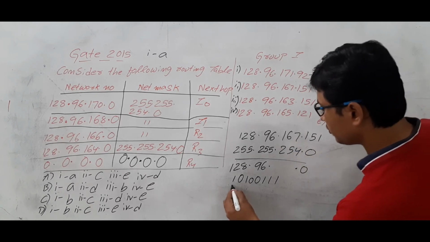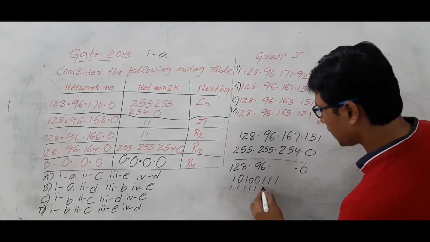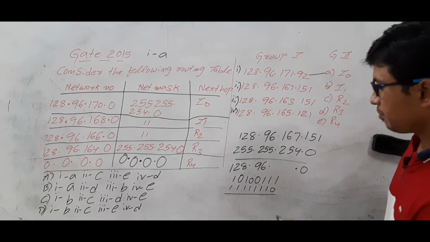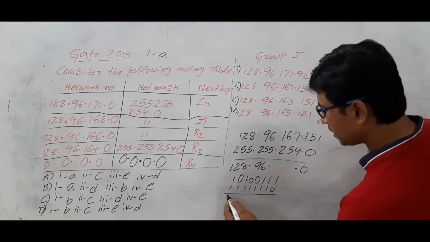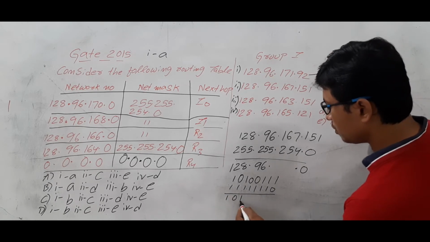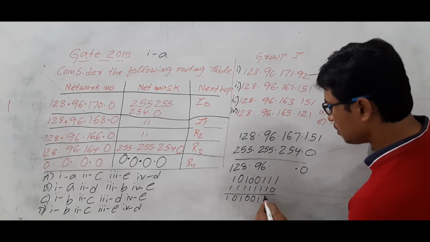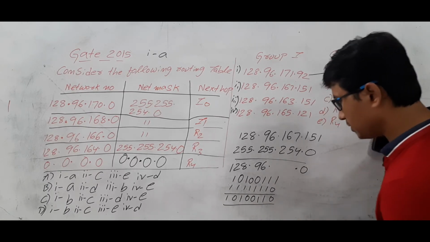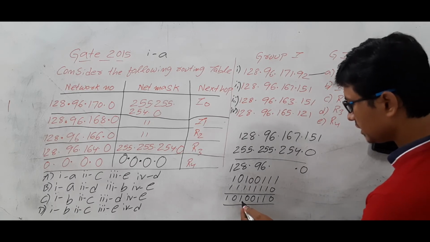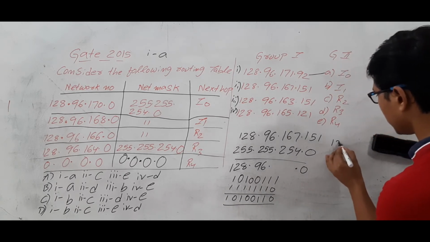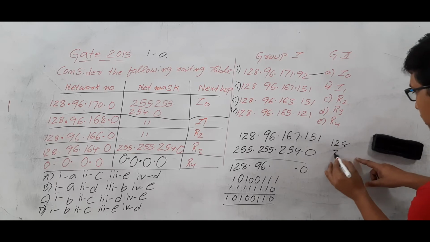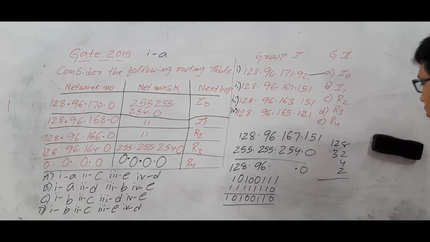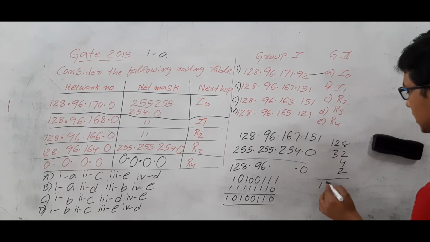And this is 254. So in the last bit only you have to keep 0. Then if you perform bitwise AND, what will you get, can you tell me? 1 0 1 0 0 1 1 0 0. So what is this number? Can you tell me? This is 128, this is 32. So this is 128 plus 32 plus 4 plus 2. So how much is this? 166.